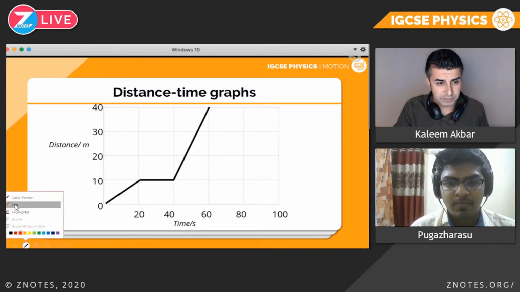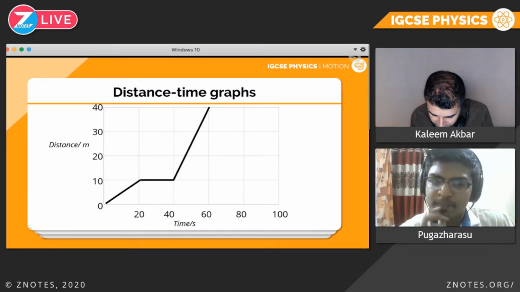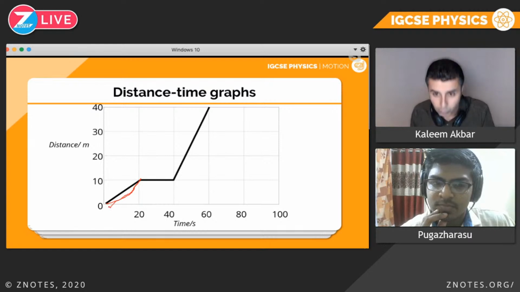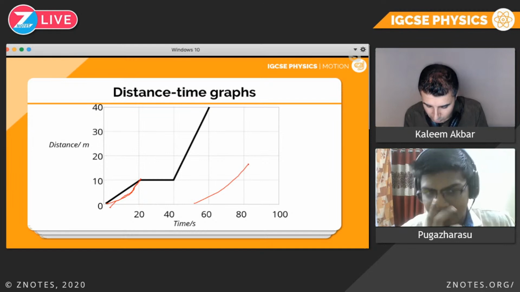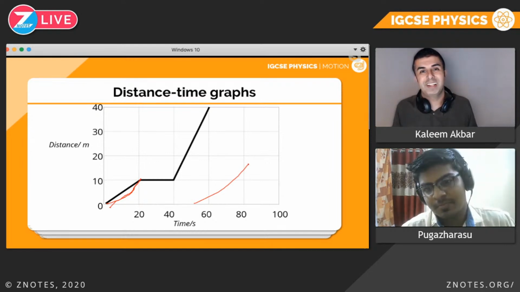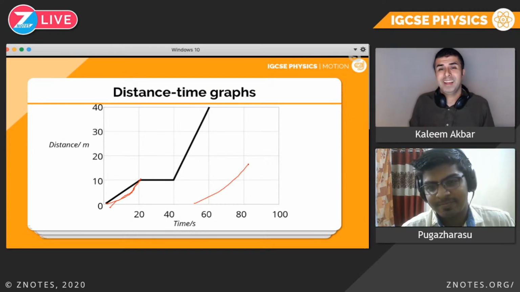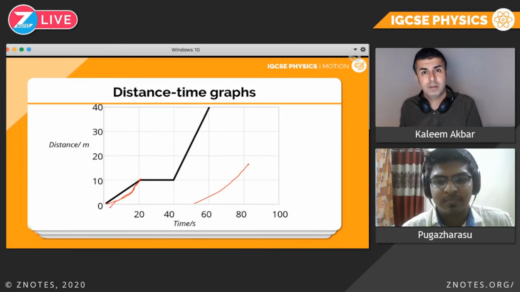What happens if, I'll just sketch it on the same graph. That's not very nice. Let me do it over the side here. What happens if it was curving up? Well, I hope you understand, if the line is curving up, the distance is increasing at a greater rate. Now that sounds very geeky.